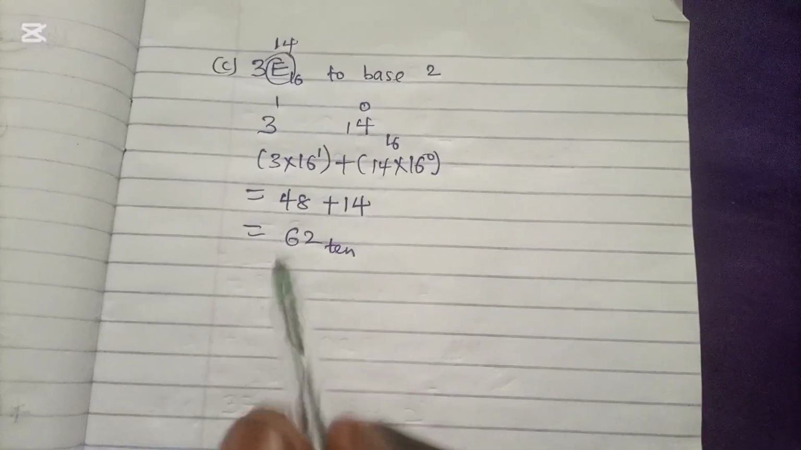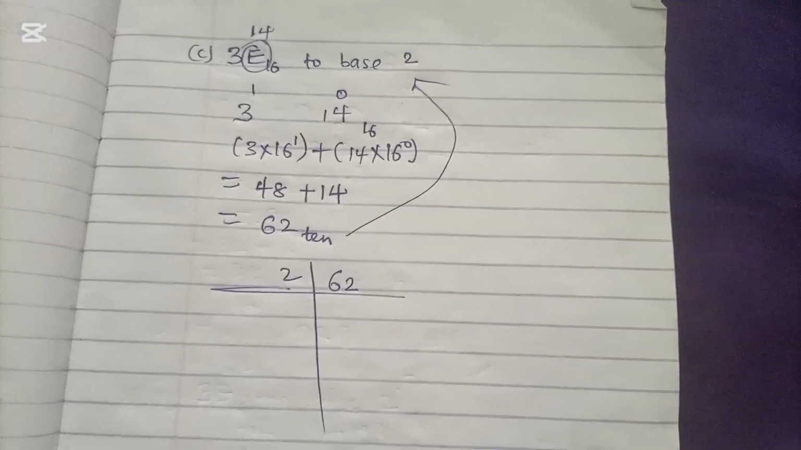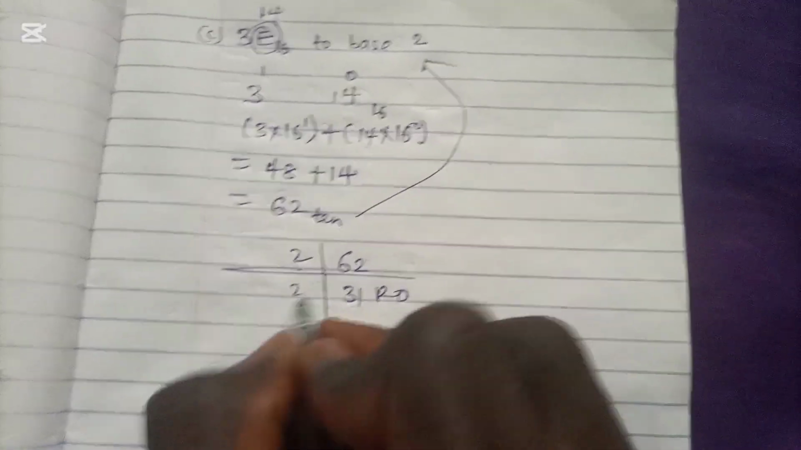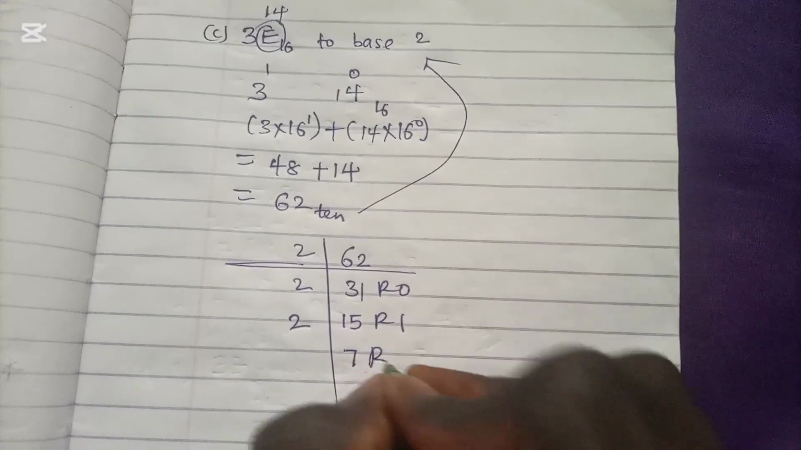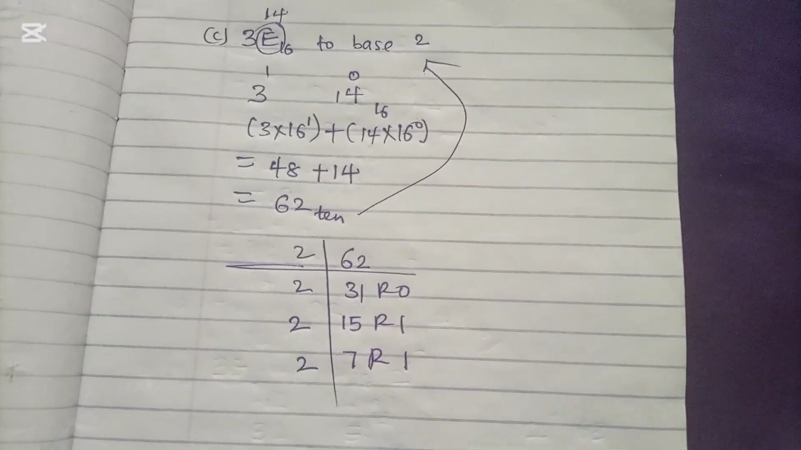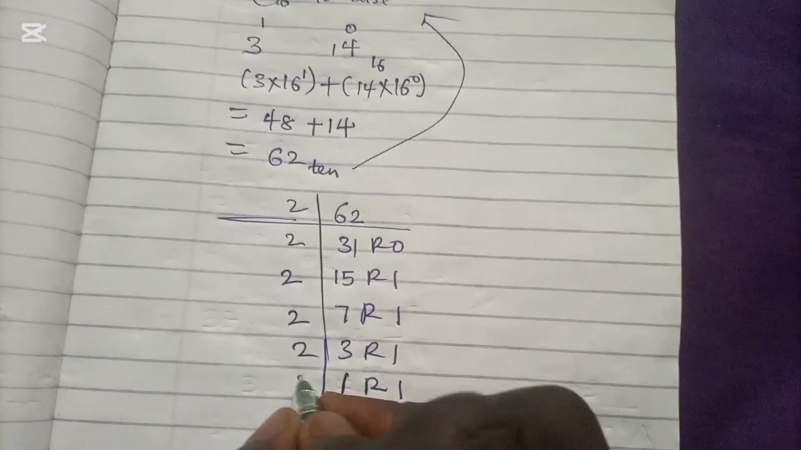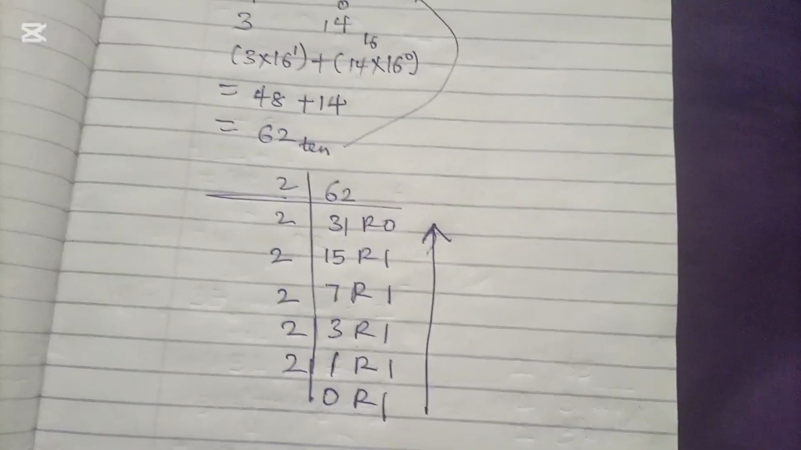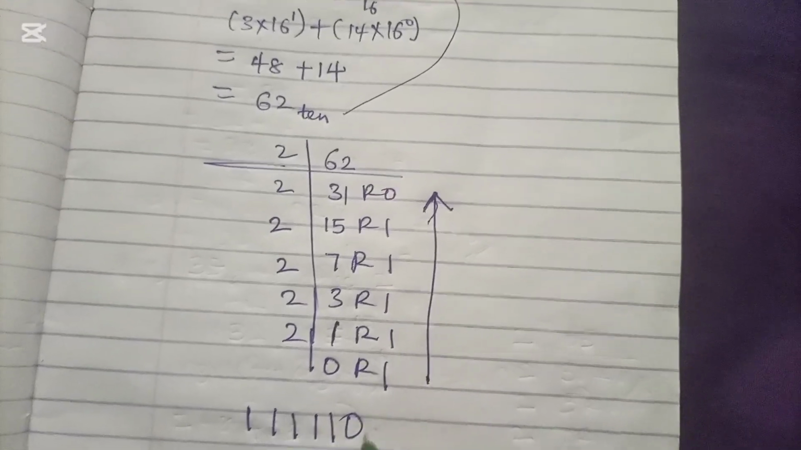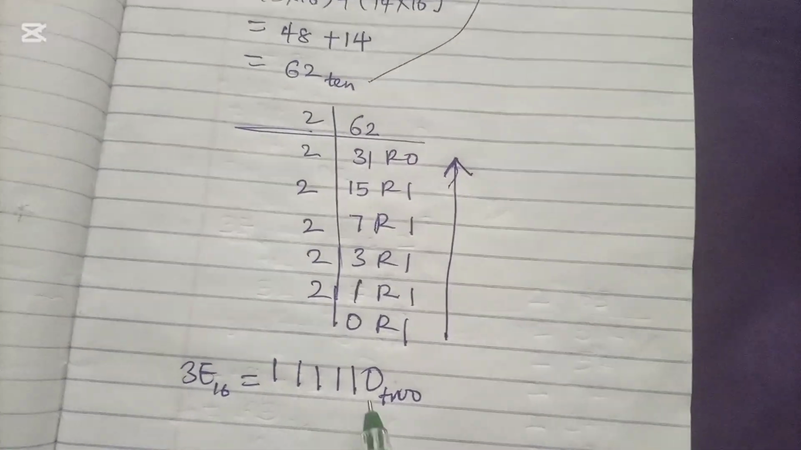Now we have gotten this in base 10. We need to convert it to base 2. So that will be 62 in base 2. 62 divided by 2, that's 31, remainder 0. 2 in 31, that's 15, remainder 1. 2 in 15, that's 7, remainder 1. 2 in 7, that's 3, remainder 1. 2 in 3, that's 1, remainder 1. 2 in 1, that's 0, remainder 1. So from here to here, we're having it to be 111110 base 2. So that means 3e base 16 is equal to 111110 base 2.